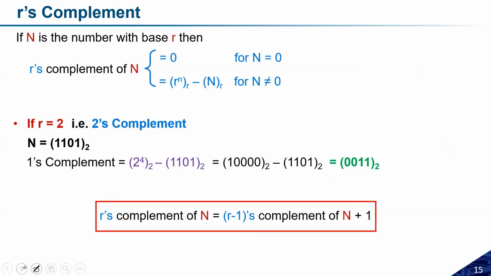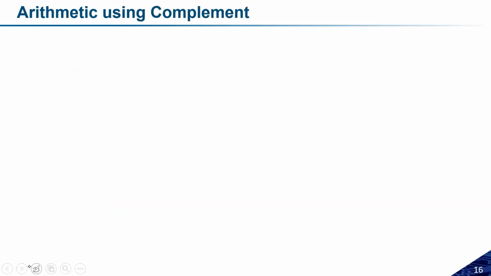Fine. So let us try to consider some of the arithmetical operations with the help of complement. As of now, we have considered two kinds of complements. One is the ones complement, and the second one is the twos complement for binary number systems. So let us first perform some subtraction operations using ones complement.